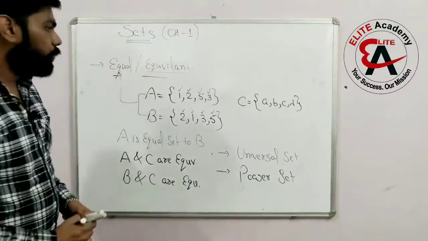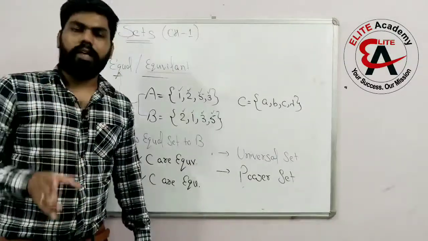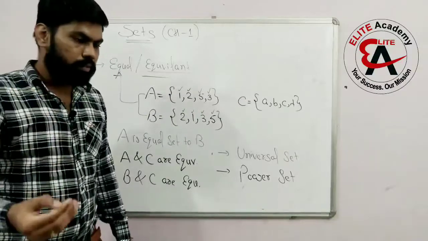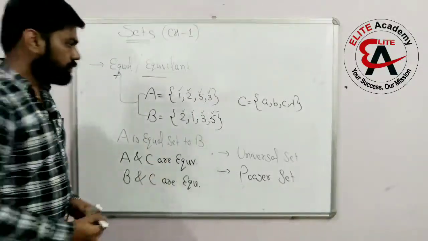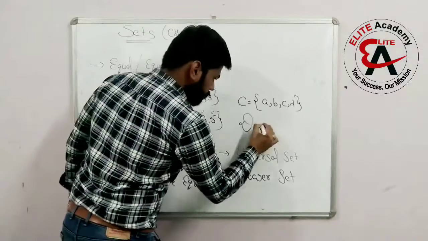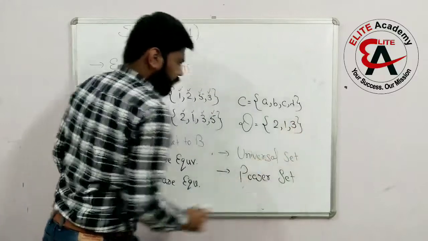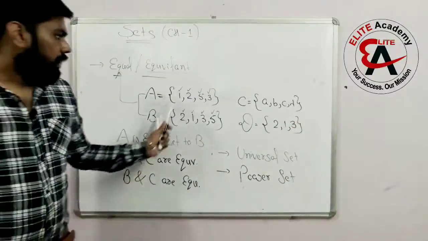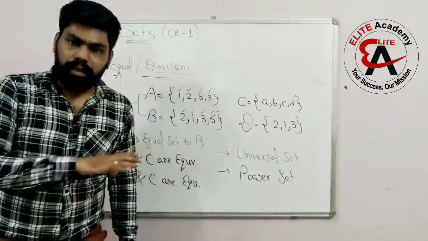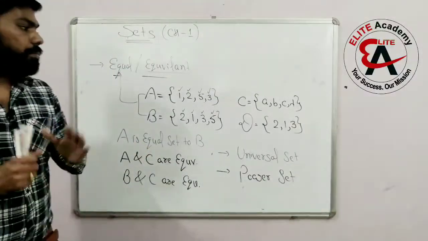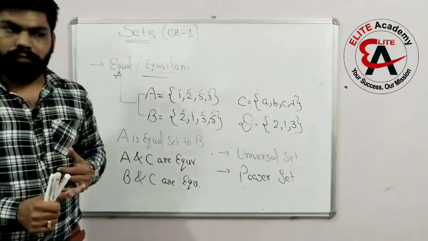So equivalent और equal में सिर्फ इतना का difference है. अगर the number of elements same है, that is equivalent. अगर number of elements same होने के साथ हर एक element भी same है, that is equal set. Let's say one more example. Now अगर मैं D की बात करूँ, यहाँ elements ज़रूर same हैं, but number of elements same नहीं है. That means अगर number of elements same नहीं है, ना तो equal होगा, ना equivalent होगा.